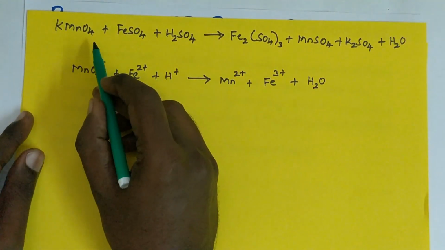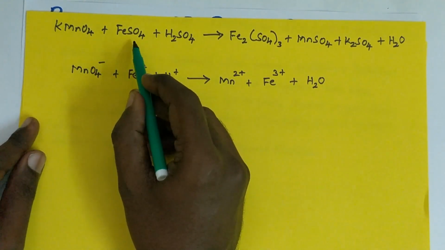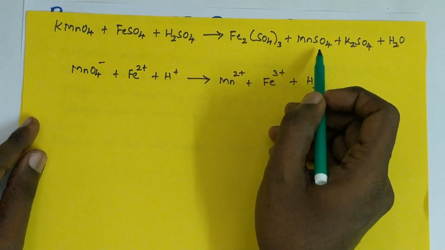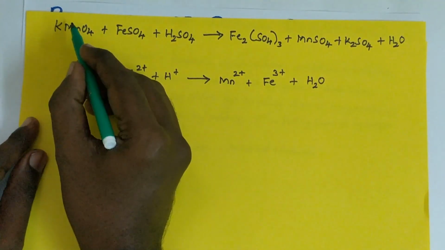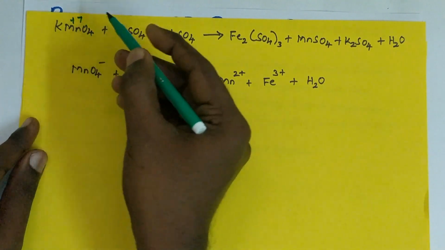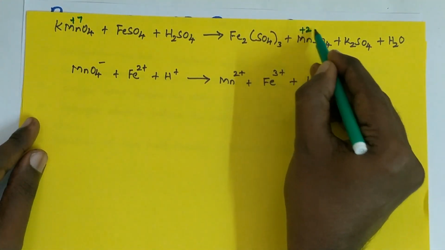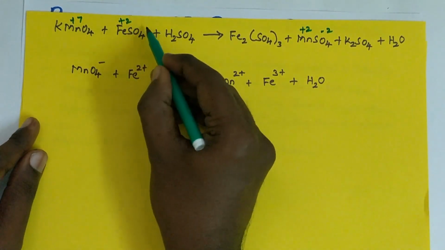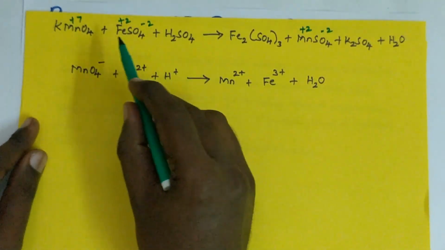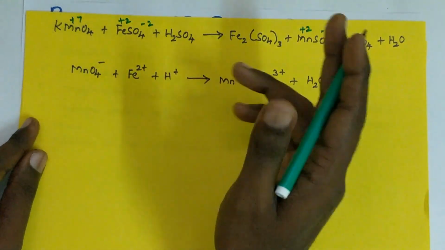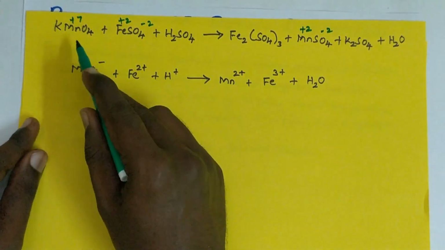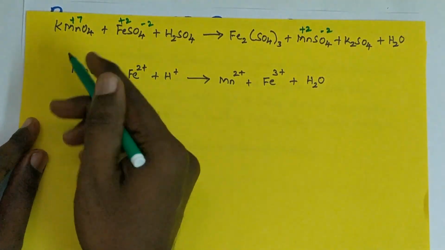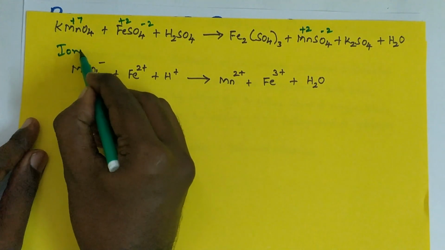In the oxidation number method, we already saw this: KMnO4 and FeSO4 react with sulfuric acid to form ferric sulfate along with manganese sulfate. Here manganese is plus 7 and becomes plus 2, SO4 is minus 2, and iron is plus 2, SO4 minus 2. There is no change in the oxidation state of the remaining atoms, only these two elements undergo a change in oxidation number. Next we have to write the ionic form of the equation.